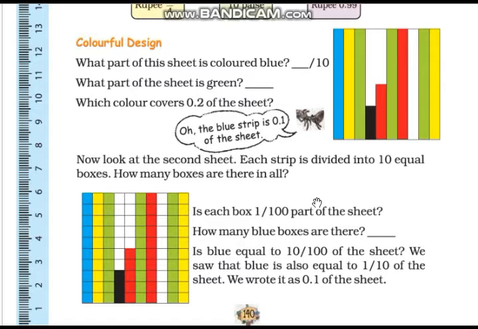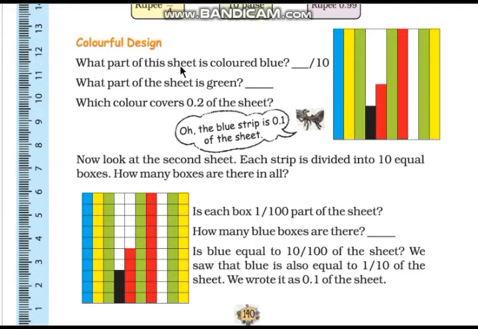Let us continue with the topic Colorful Design. Children, here you can see one colorful design, a sheet which is divided into 10 equal strips, and these strips are colored with different colors like blue, yellow, green, black and white. Here are given some questions. Let us solve these questions.